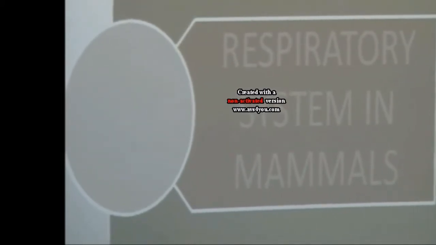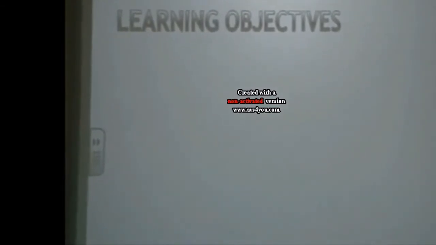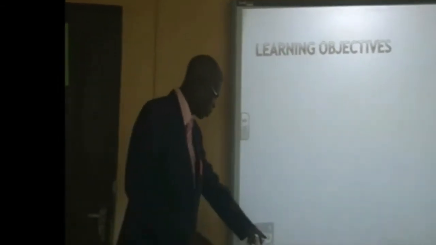Now, under respiratory system in mammals, what are we expected to know? There are some things that we are expected to know, and that is what we call our learning objectives. These are the objectives that we have to bear in mind as we continue in the lesson. These are the things that we are supposed to know.